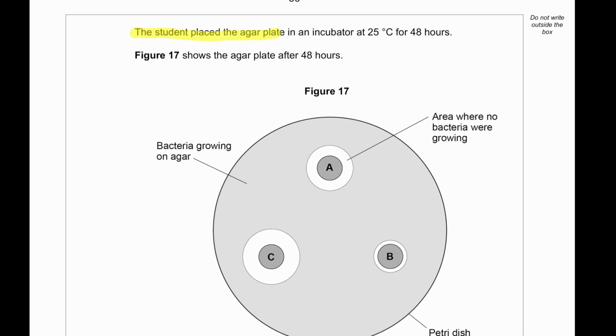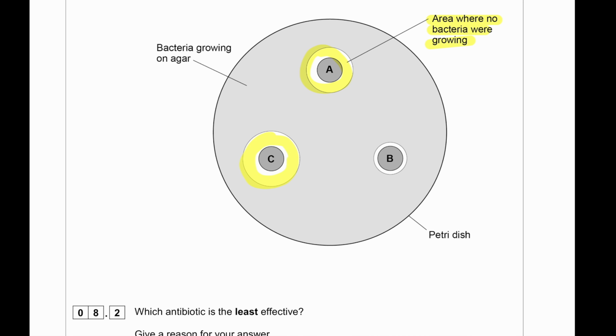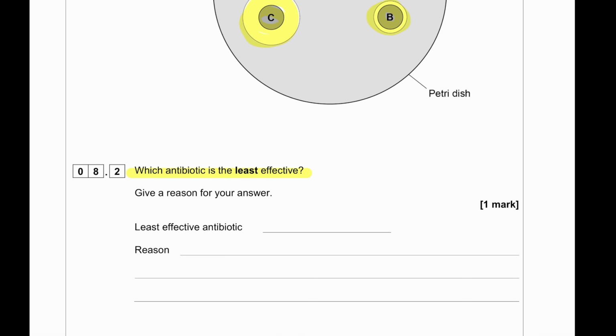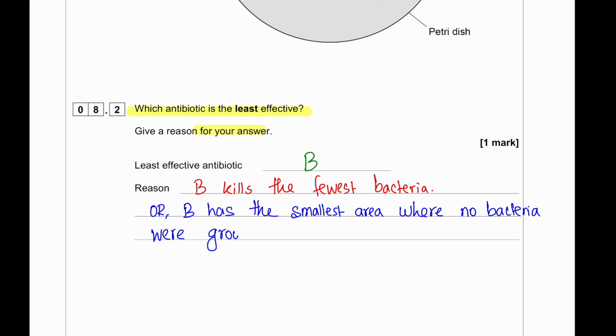The student placed the agar plate in an incubator at 25 degrees Celsius for 48 hours. Figure 17 shows the agar plate after 48 hours. We can see the area where the bacteria are not growing. When we look into the picture, we see C has the greatest area and B has the minimum amount of area. Which antibiotic is the least effective? Give a reason for your answer. So we would say the least effective one is B, and the reason for that is it kills the fewest amount of bacteria, or we can say B has the smallest area where no bacteria were growing.